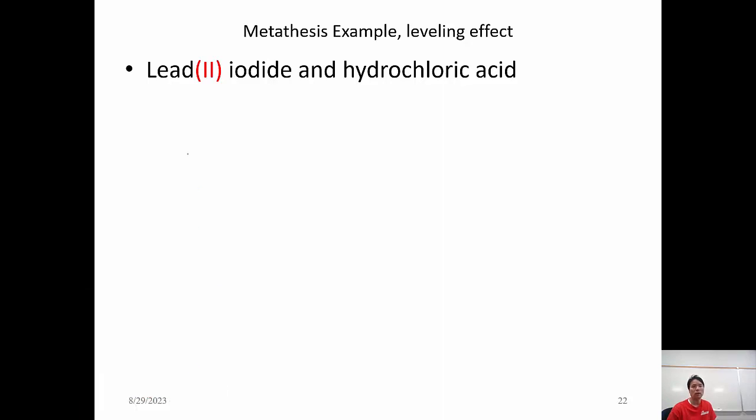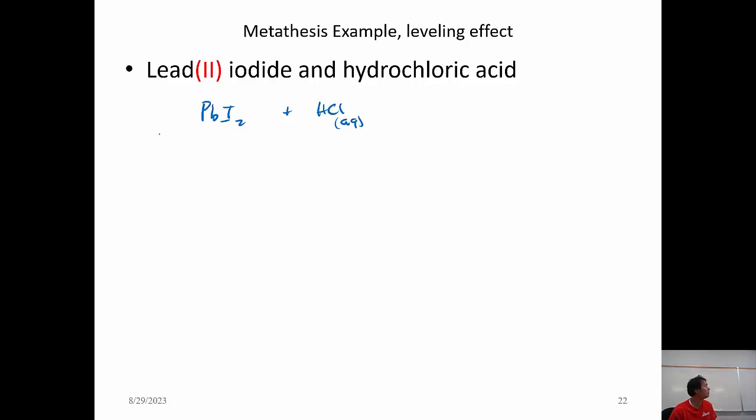Here. Lead 2 iodide. Excuse me, what's the formula for lead 2 iodide? PbI2. PbI2. And hydrochloric acid? HCl, good. Hydrochloric acid, that's not hydrogen chloride gas, that's hydrochloric acid. Hydrochloric acid consists of hydrogen chloride gas dissolved in water, so this is aqueous.